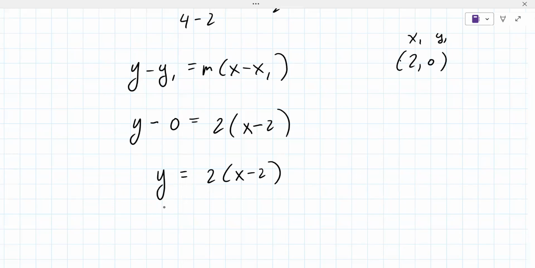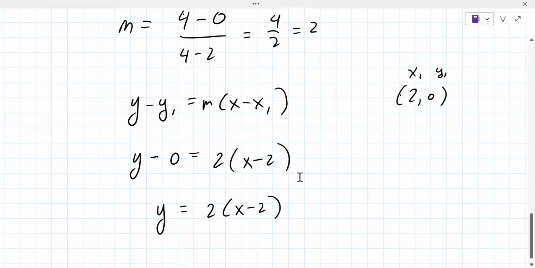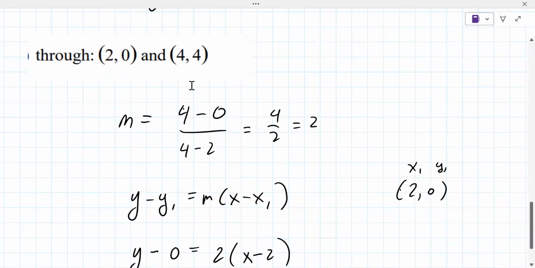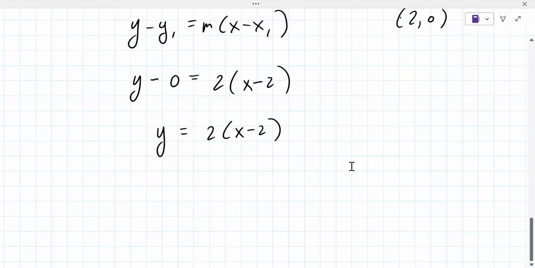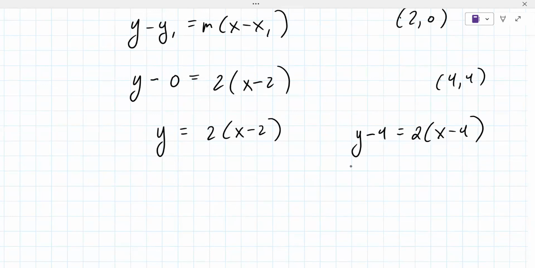Is that okay? Yes. Now, what's interesting is that if we use the other point, so let's say we do the point 4 comma 4, now we end up getting y minus 4 equals 2 times x minus 4. And believe it or not, these are exactly the same line, meaning both equations are for the same line. Do you find that hard to believe? No. That's good. Usually I have to convince students that they're the same.